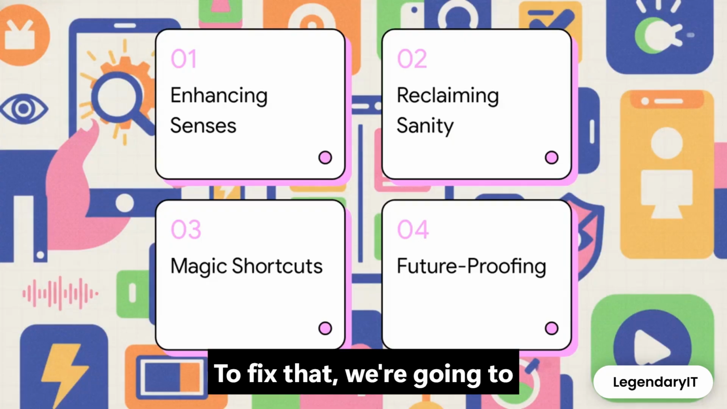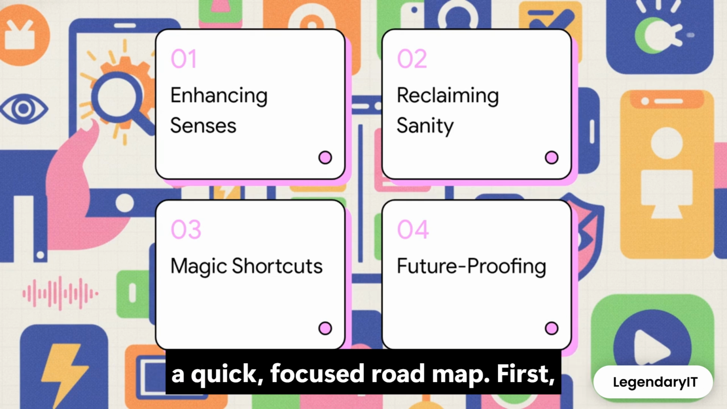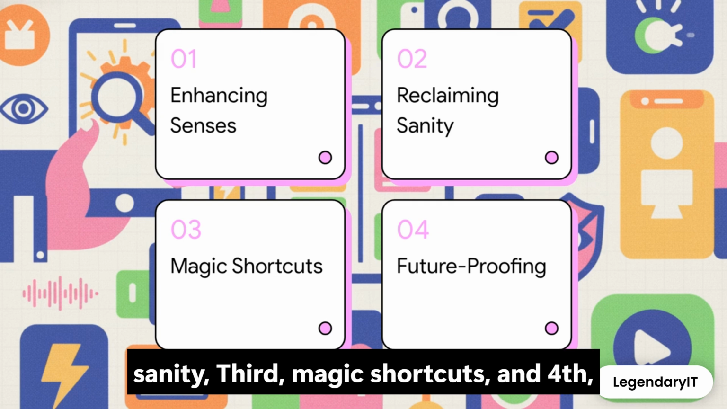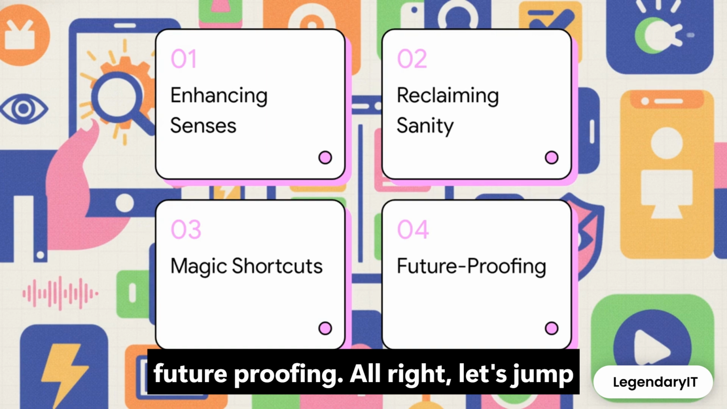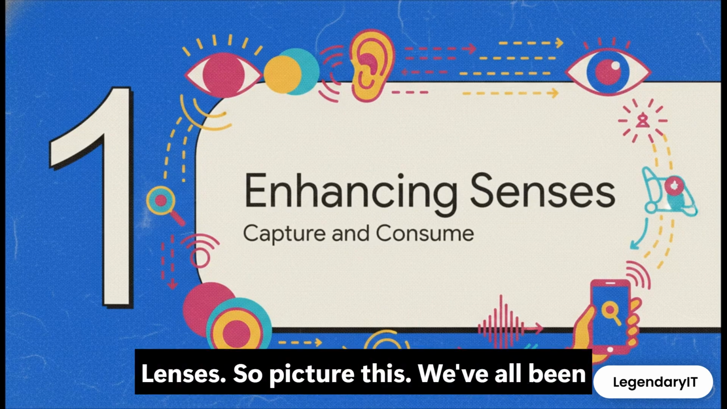To fix that, we're going to organize these 9 hidden features into a quick, focused roadmap. First, enhancing senses. Second, reclaiming sanity. Third, magic shortcuts. And fourth, future-proofing. All right, let's jump straight into section 1, enhancing senses.